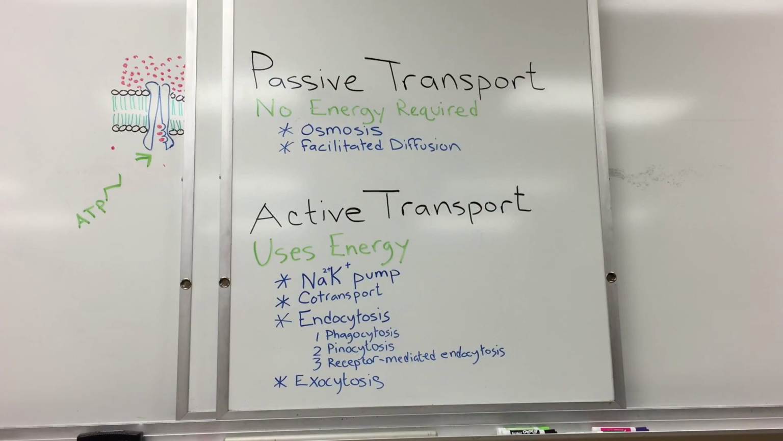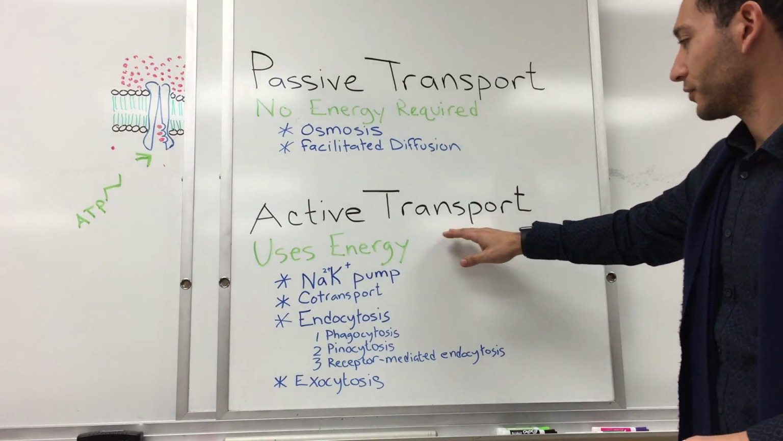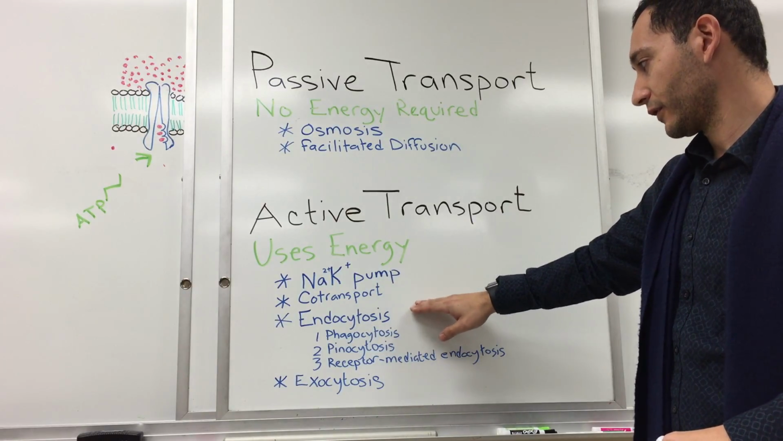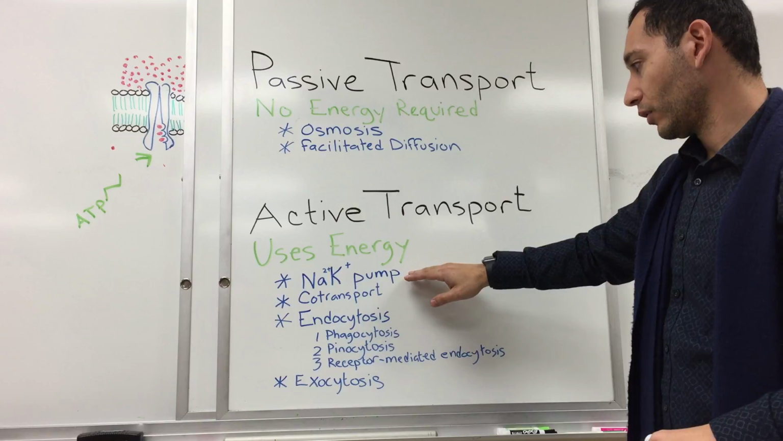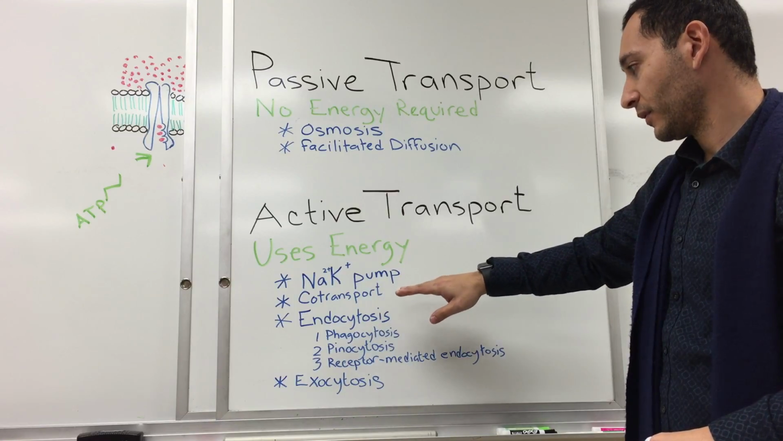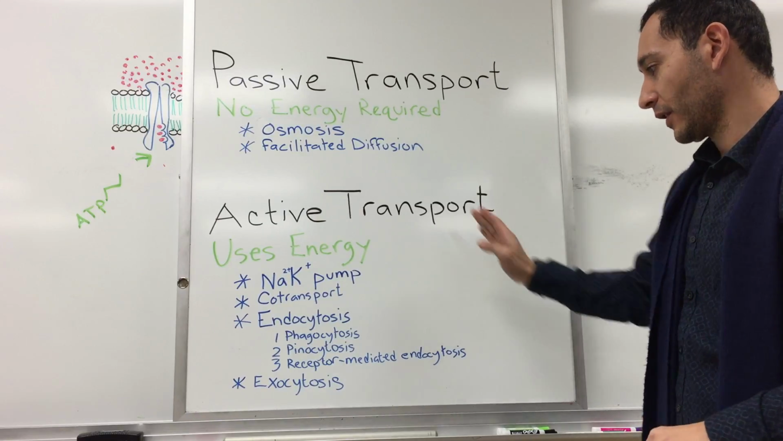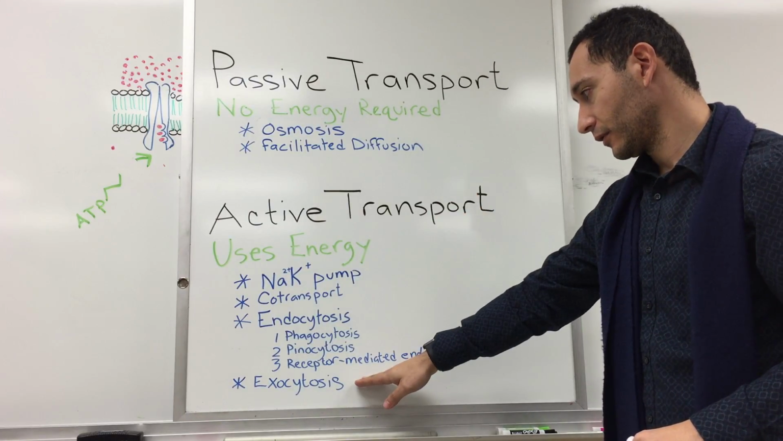The next thing we're going to talk about is active transport. Active transport does use energy. There are even more examples than just these. However, we'll talk about the sodium-potassium pump, co-transport, endocytosis, and exocytosis.